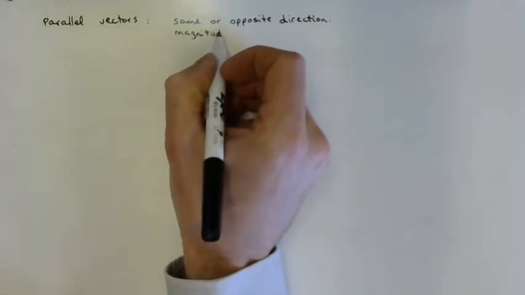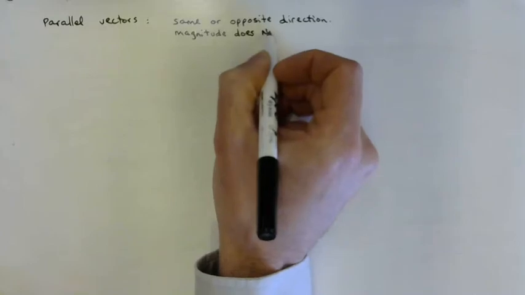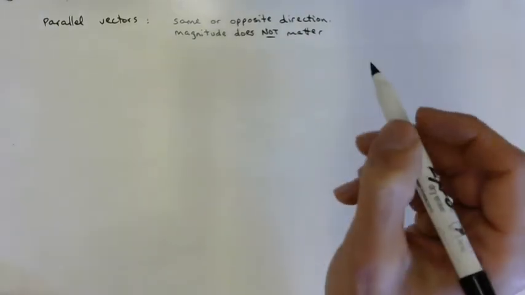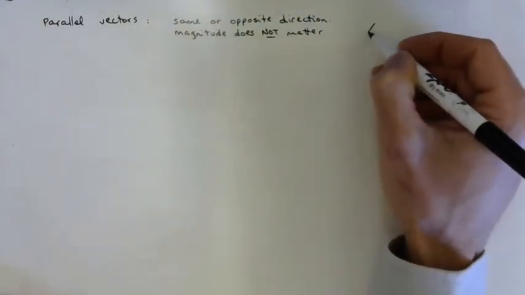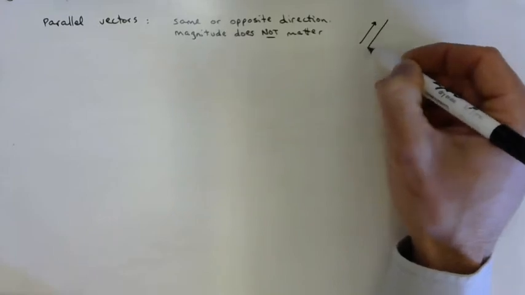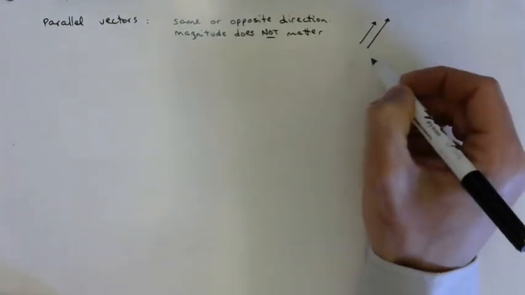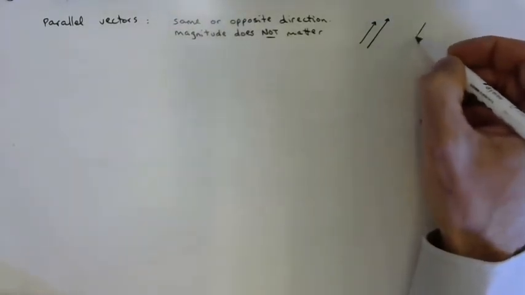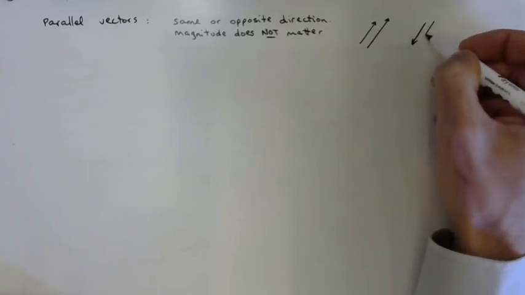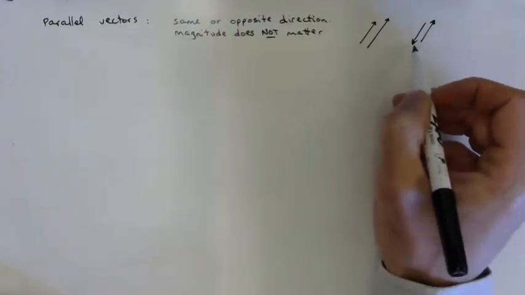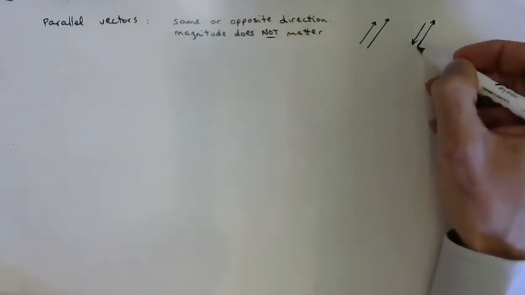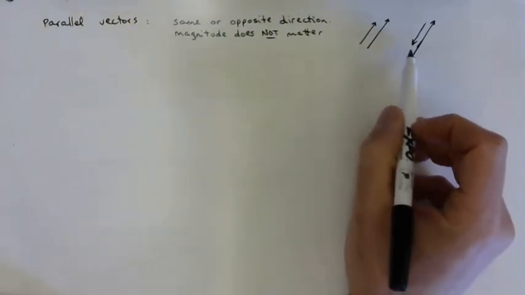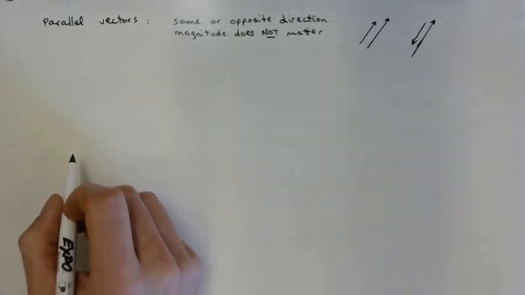Magnitude does not matter. Examples of that, really quickly. Here's a vector, here's a vector. They're heading the same direction. They have different magnitude. What about there's a vector and there's a vector. It looks like they have the same magnitude, doesn't really matter. I can make that one longer, so that is deliberately not the same, but it has opposite direction. So these guys are parallel as well.